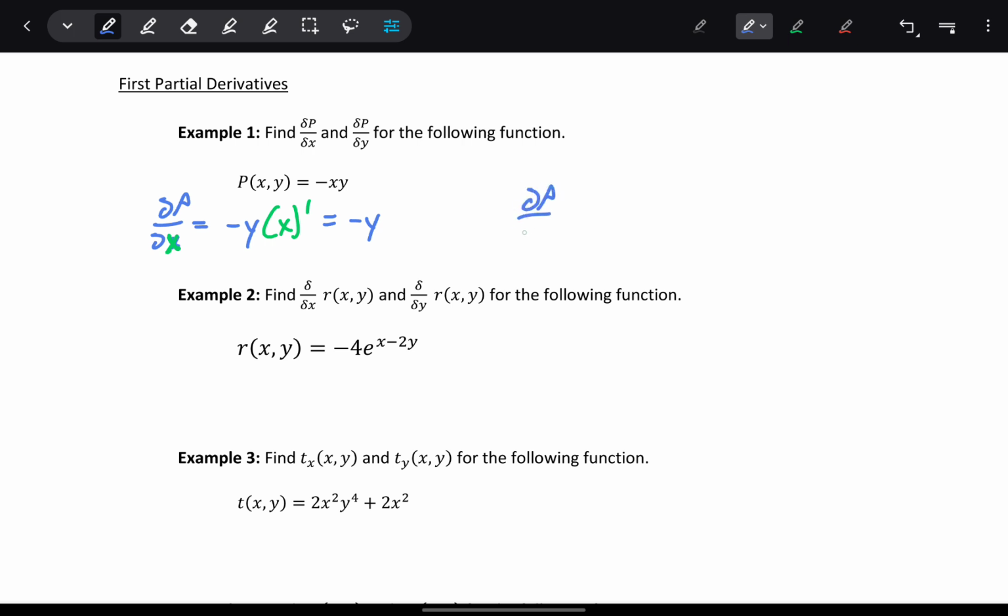Now if we find delta p over delta y, we'll end up with a different result. Here we're treating y as the variable and x just as a constant. So we would take negative x times the derivative of y, which would just give us negative x, since the derivative of y would be 1.